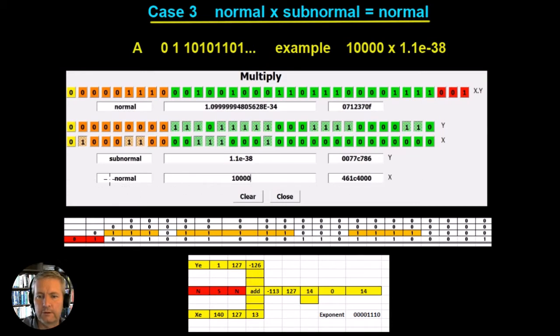The x value is a normal value, so we take this value here, which is 140, and that's the 140 down here. We subtract off the 127 to get the 13. Now the y value is a subnormal value. So in the subnormal value, we always end up with a value of minus 126. So we've seen that in the previous videos. Now I just represent that as 1 minus 127. We add both these together, we get minus 113. We add on the 127 and we get a value of 14.